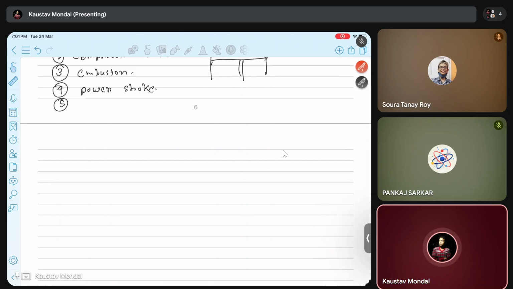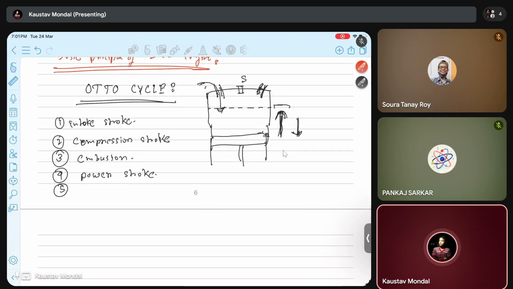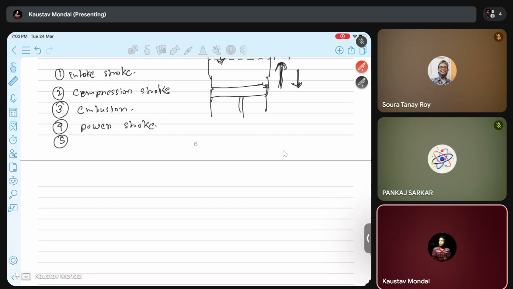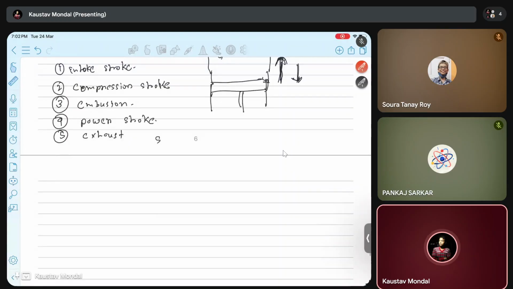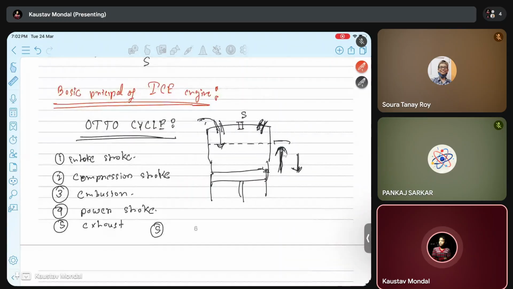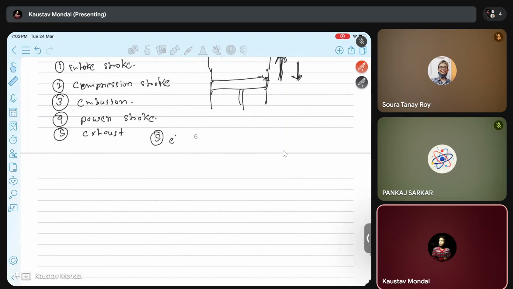Next, when the piston moves downwards because of the power stroke, the exhaust valve opens. So this is the exhaust, the fifth step. The exhaust valve opens, and after that, the burnt air and fuel come out from the exhaust pipe. Okay, so this is known as the exhaust stroke.